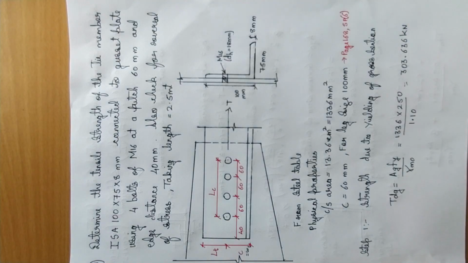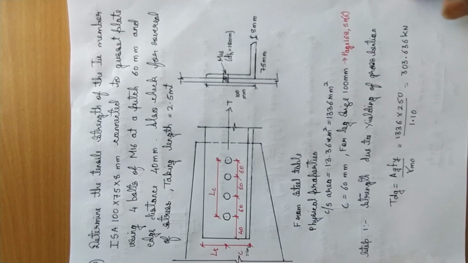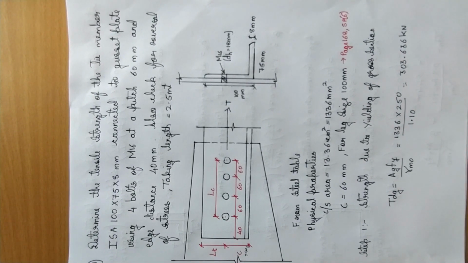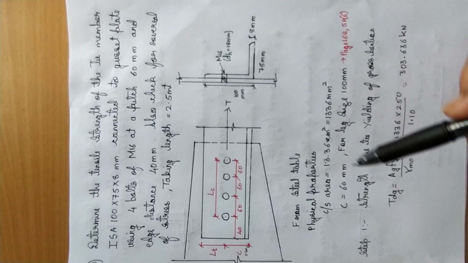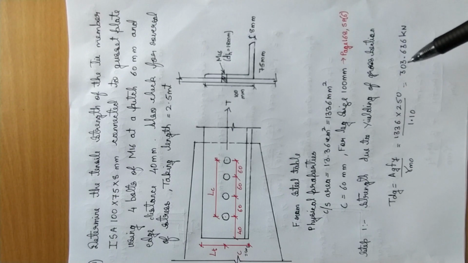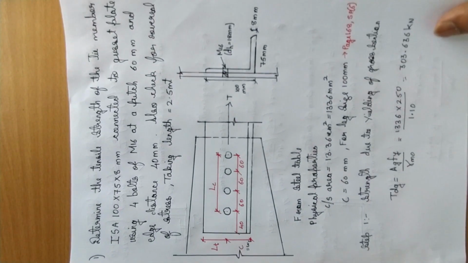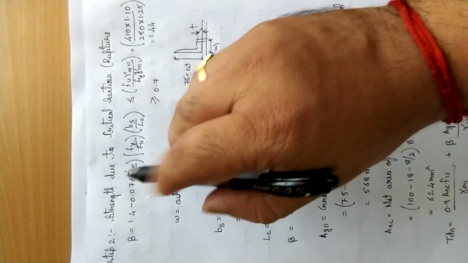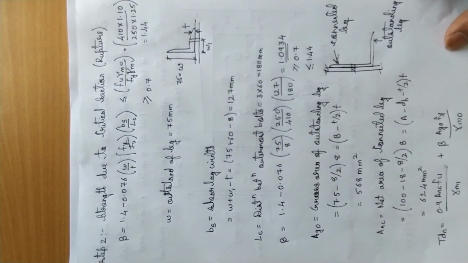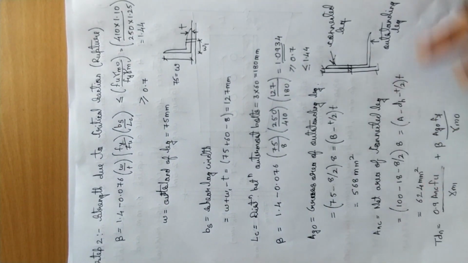Welcome students. So this is the numerical which we had solved in the previous part. We have already calculated the first two components, that is strength due to yielding of cross section, TDG, which we have got as 303.636, and we have also found out the strength due to the critical rupture of the section, that TDN value, which we have computed as 325.35.